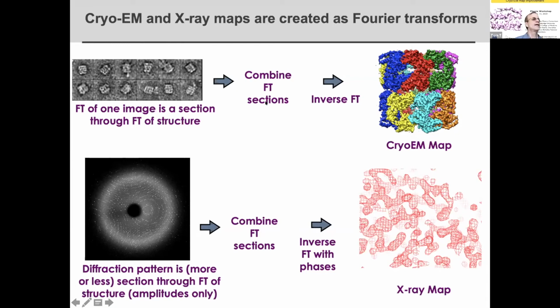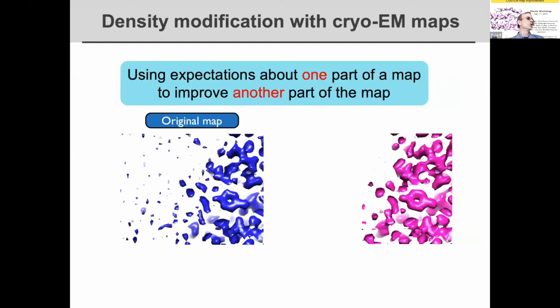In Cryo-EM, you combine the Fourier transforms of all the sections to make a 3D Fourier transform image. You do an inverse Fourier transform, and you get a picture. So they're very similar and have a lot of the same properties. So how does density modification work?